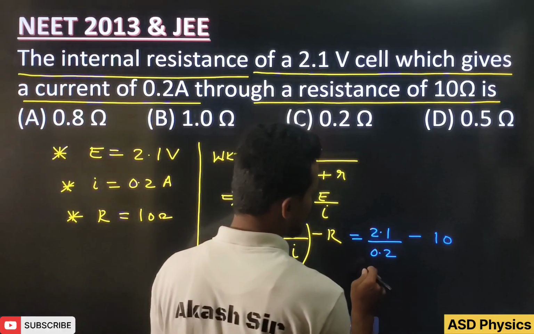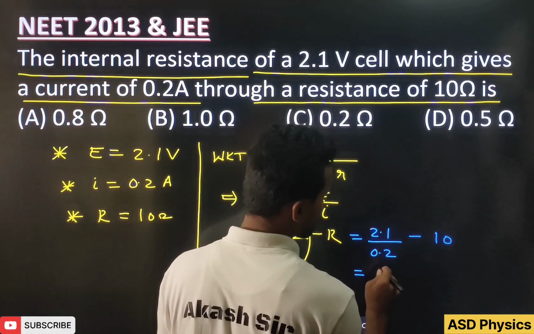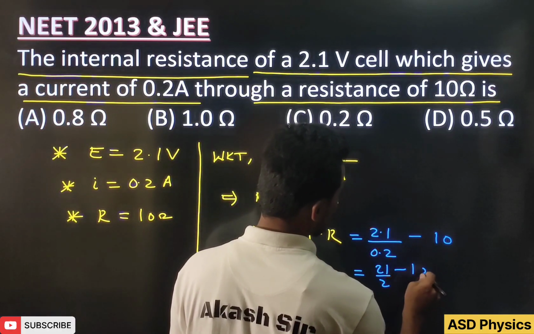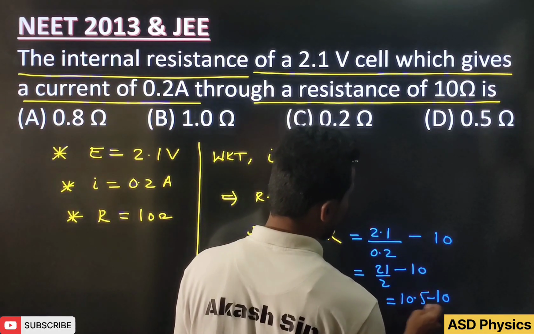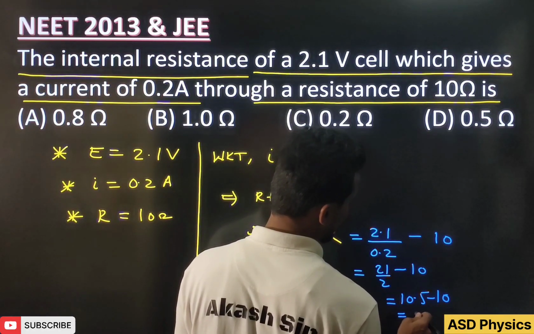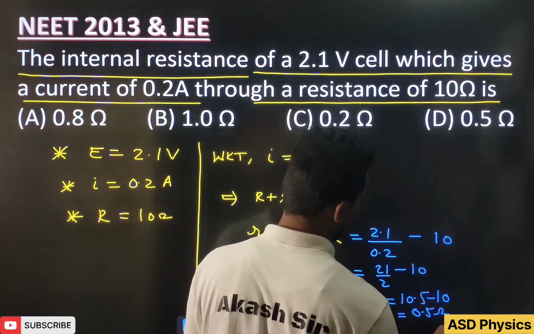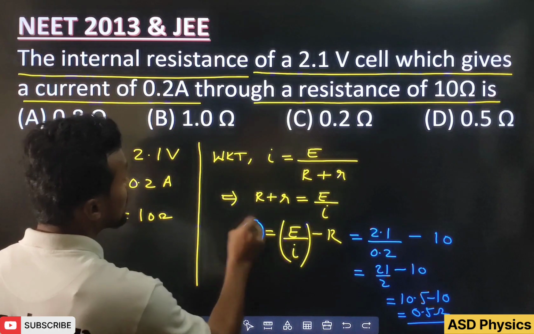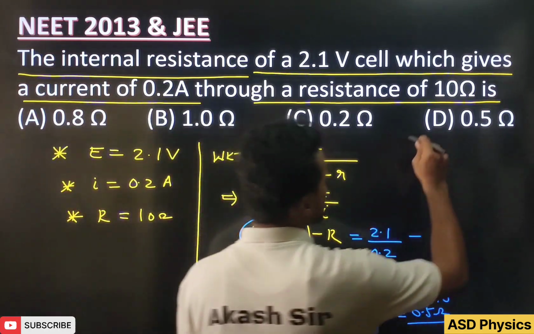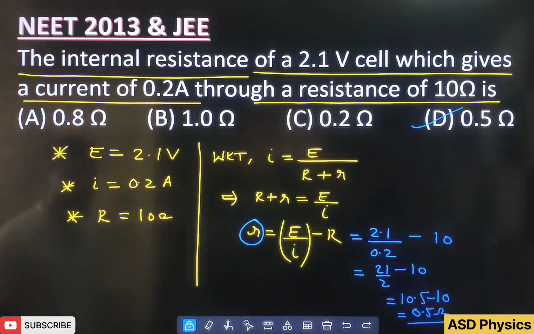So now what will happen here, students? If we remove the decimal, it becomes 21 by 2 minus 10. 21 by 2 is 10.5, minus 10. So 10.5 minus 10 comes to 0.5 ohm, because that is the internal resistance. That means which option is correct? Option D is the correct answer.